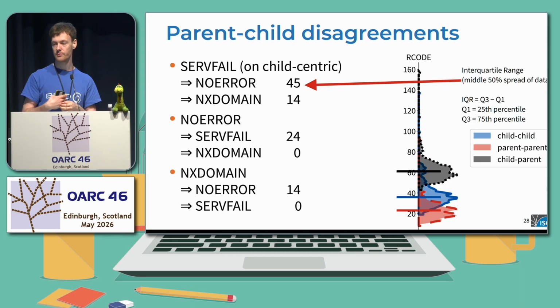And you can see that in many cases, it flipped from SERVFAIL on the child-centric to NOERROR or NXDOMAIN on the parent-centric. In some cases, it went the other way and broke, so it went from NOERROR to SERVFAIL. And in some cases, it flipped between NXDOMAIN and NOERROR, but I mean, it was NOERROR but no data anyway, so who cares? So there are differences, but they are actually the nice kind of differences where we are able to resolve more than we were before, which was kind of surprising.